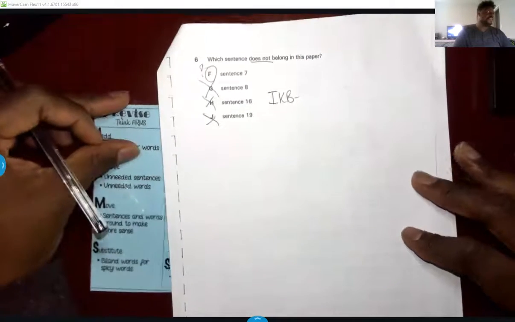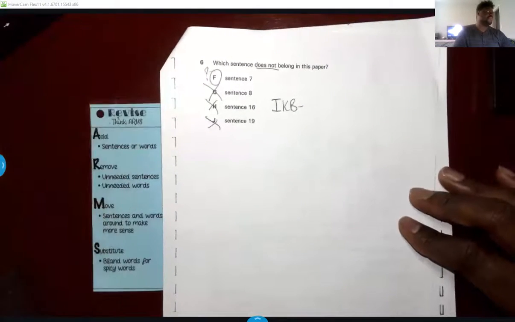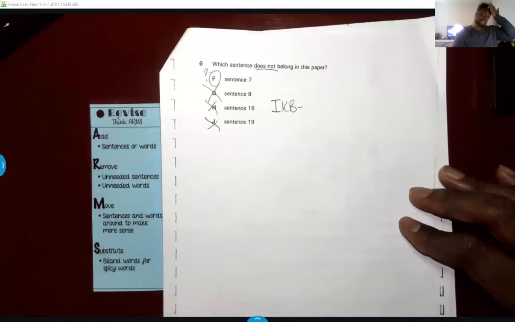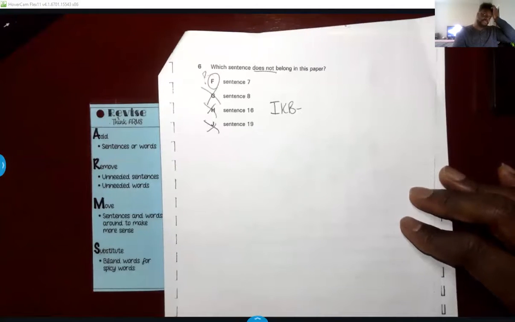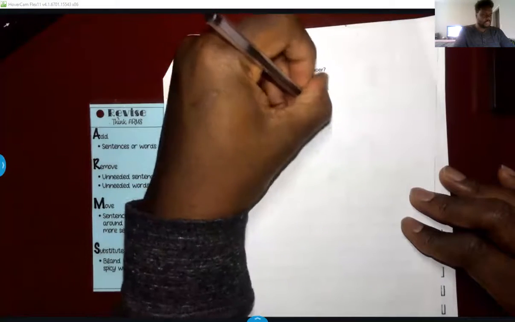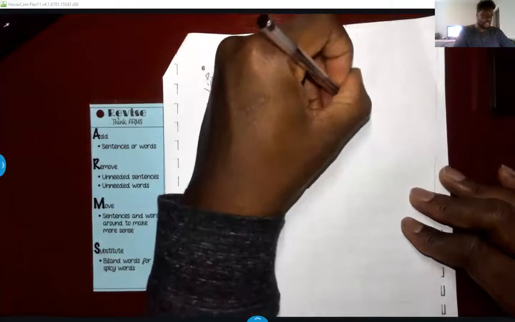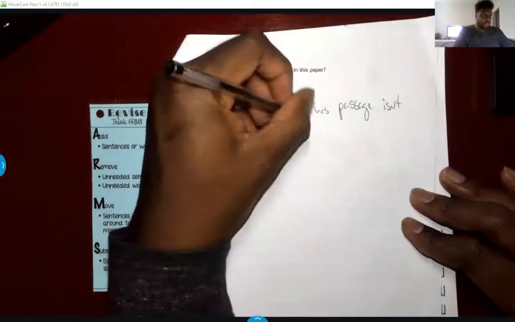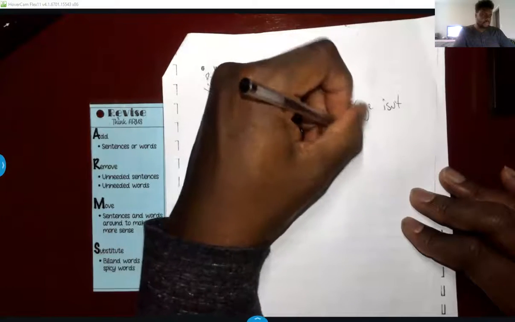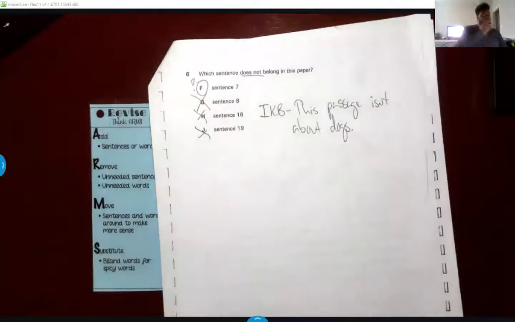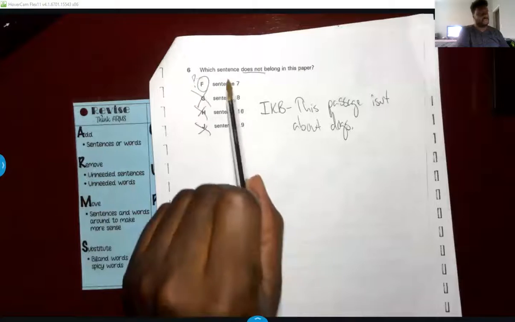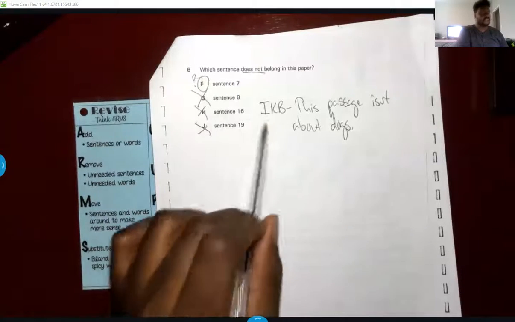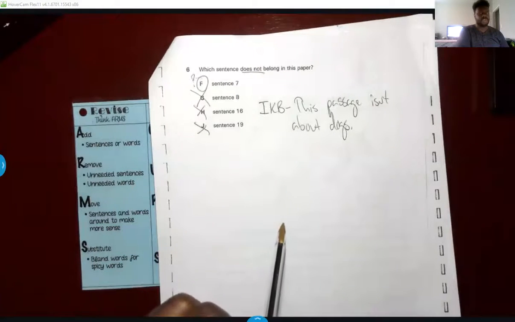And this should be an easy IKB, for about 20 seconds. How do you know F is incorrect? What's wrong with F? So I know because this passage isn't about dogs, okay? All the other things are talking about kangaroos, and this one talks about dogs. This passage is not about dogs. So we know it is sentence number 7.